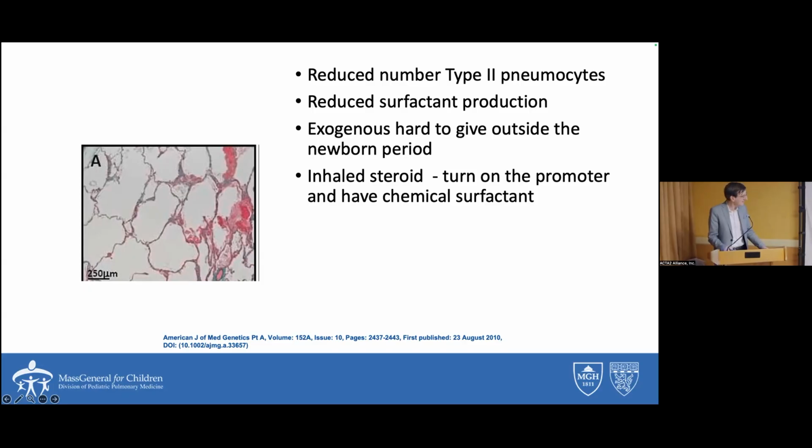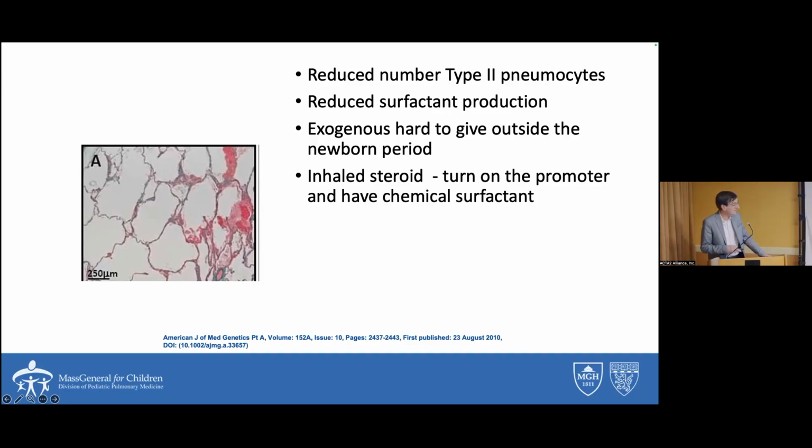Now, believe it or not, inhalers have chemical surfactant in them. So when you take a puff from an inhaler, that's how it spreads out. Everyone says, well, they don't need an inhaler because they don't have asthma, right? Well, the reason why we give them an inhaler is because it's got chemical surfactant in it, but it also turns on the promoter. Inhaled steroids tell the cells that are there to make more surfactant. So it's good in many ways.